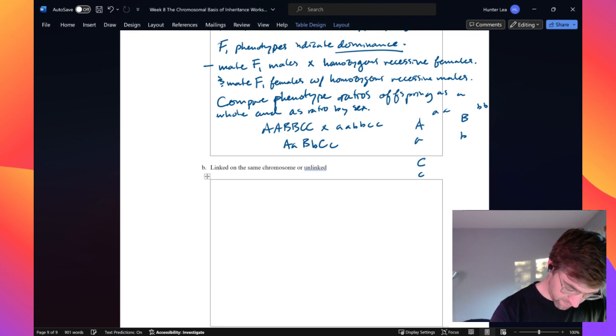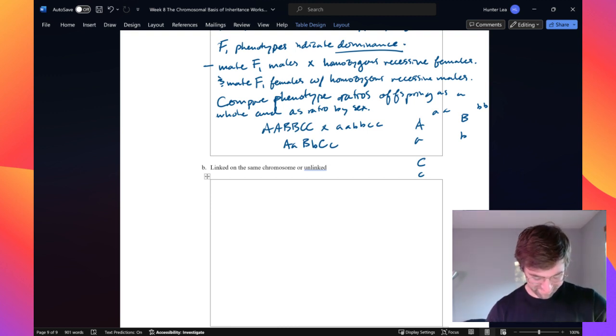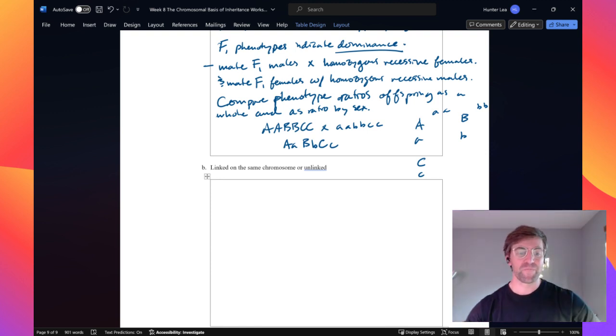Well, you guys have done a Punnett square, so you should be able to finish this part now. But you would get some distribution.